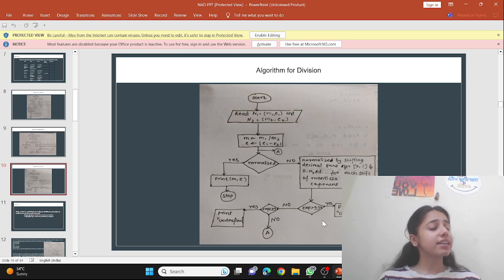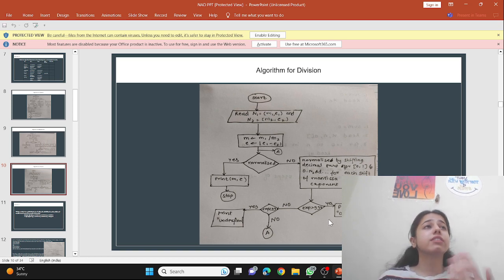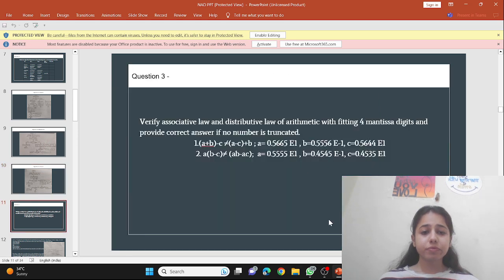Then we will again check if the exponent is greater than 999. If it is greater than 999, then we will print overflow. If it is not greater than 999, then again two conditions arise. If it is smaller than 99, then we will print underflow. If it is not smaller than 99, then our process ends.